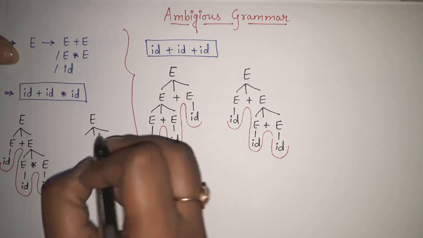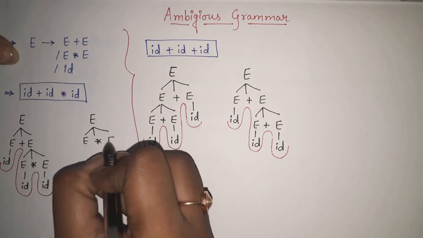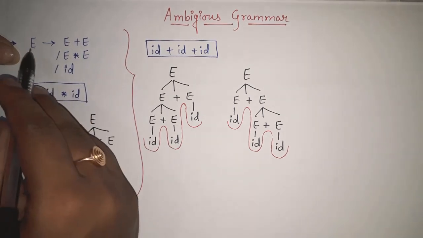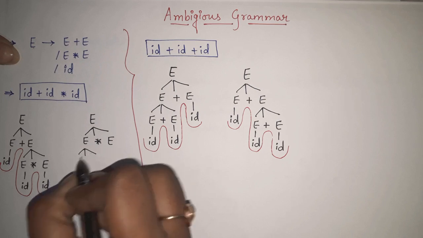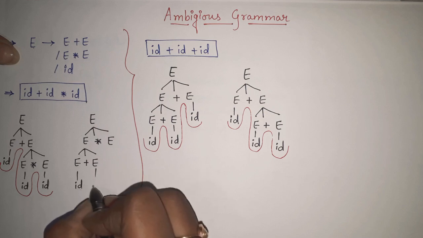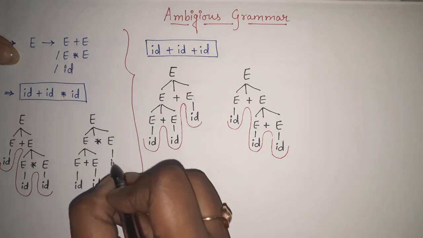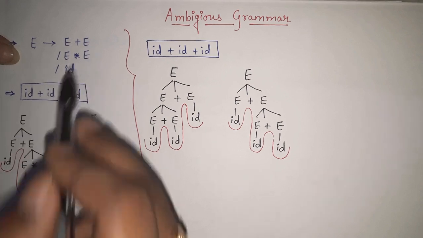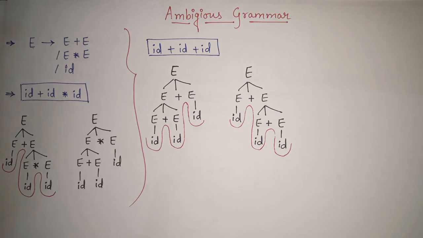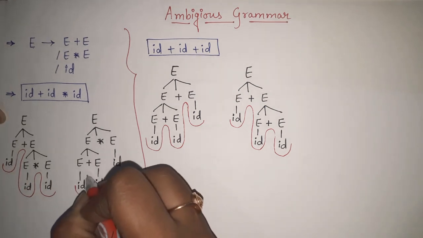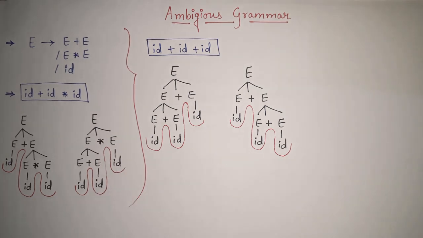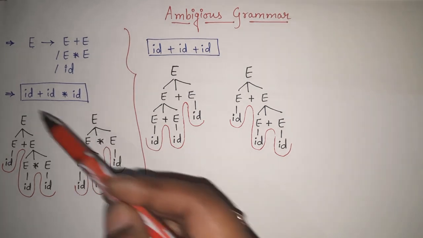E gives E star E, then E gives E star E. Then let me take this one, E gives E plus E, E gives E plus E, then E gives id, E gives id. You have got it, right? We are just expanding with the help of the given grammar. If I check this also, in this case also I am getting id plus id star id, the required string.